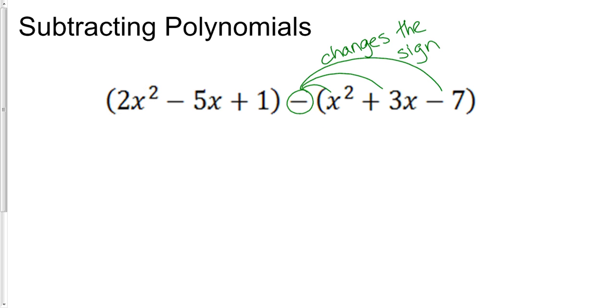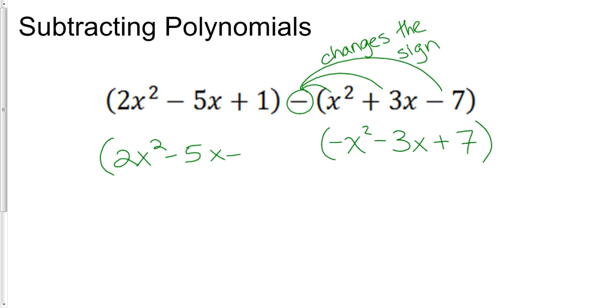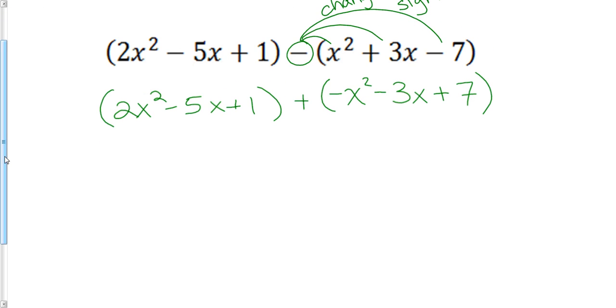So I'm going to rewrite this, and it's going to be negative x squared, negative 3x, and then I had a negative 7, so that one becomes positive 7. The first one stays the same. And now because I have changed the signs, I also changed the sign in the middle. So now it's just a simple addition problem. So now I can look back and combine my like terms.